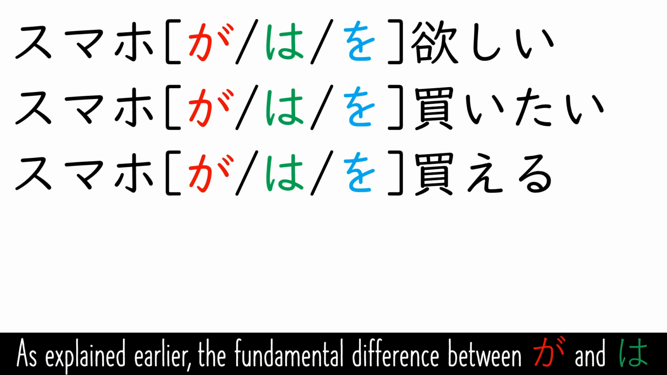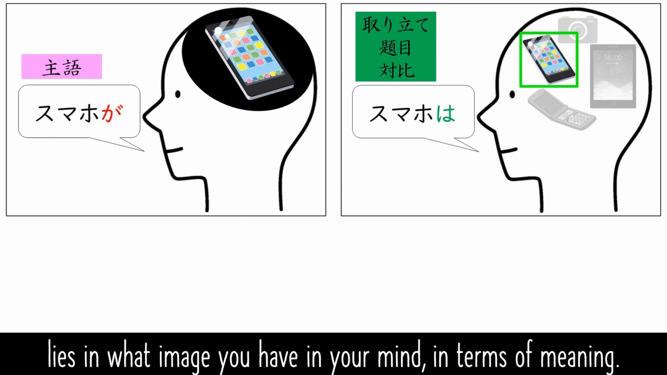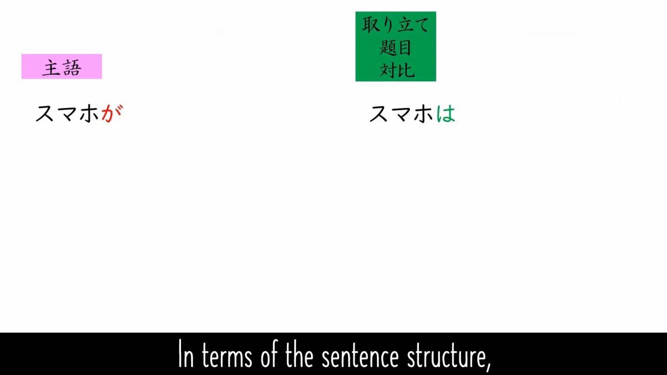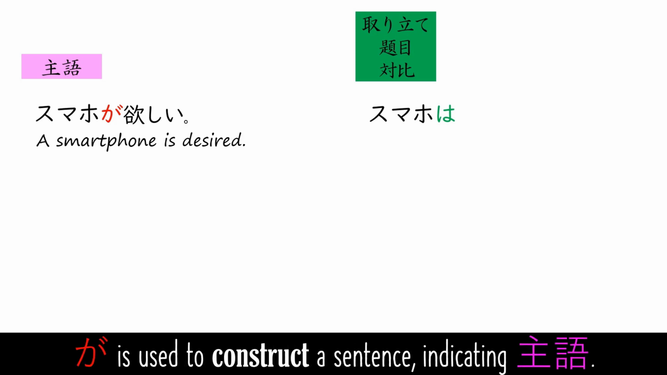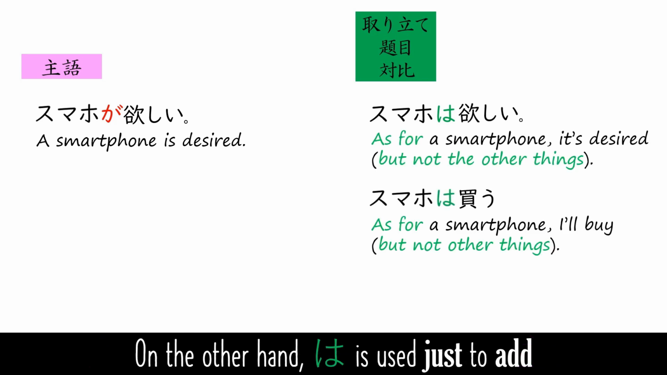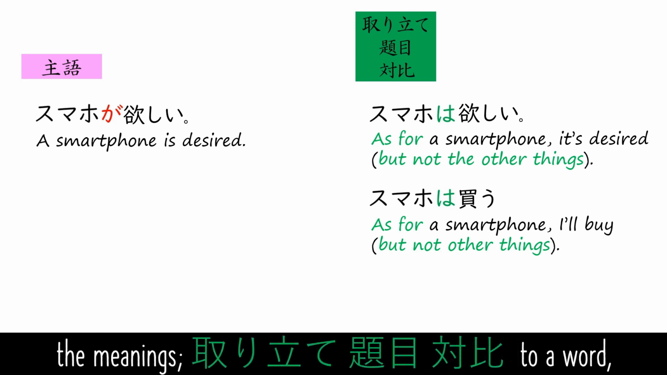As explained earlier, the fundamental difference between ga and wa lies in what image you have in your mind in terms of meaning. In terms of the sentence structure, ga is used to construct a sentence, indicating 主語. On the other hand, the wa particle is used just to add the meanings 取り立て、題目、対比 to a word.